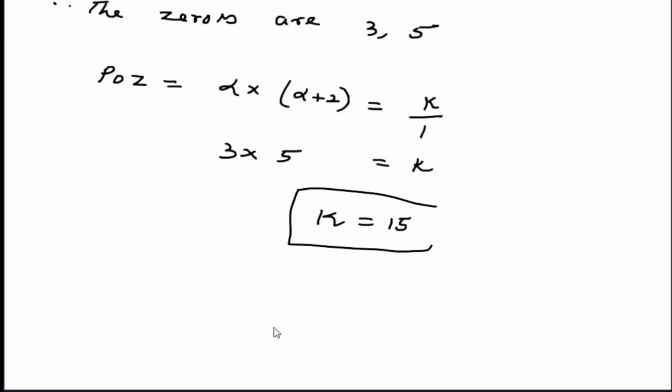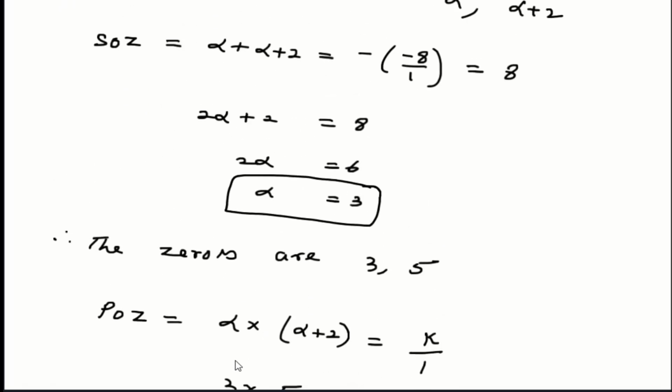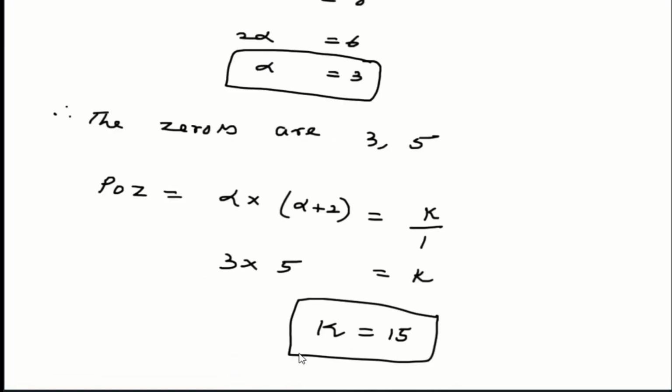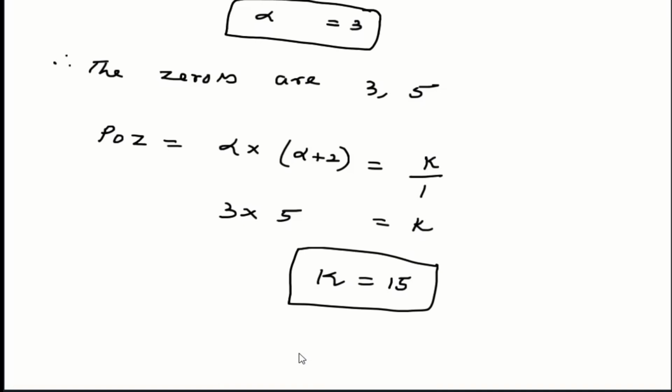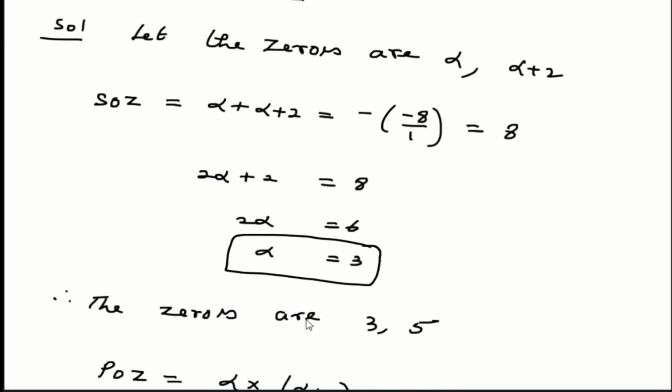So I have found what are the zeros here. But again I didn't use splitting the middle terms or anything like that. I have just made use of sum of zeros and product of zeros. And then I have found alpha and alpha plus 2, and made use of that to find the value of k. Hope this video will help you to understand or find the values of alpha square plus beta square or alpha cube plus beta cube, whatever it is.